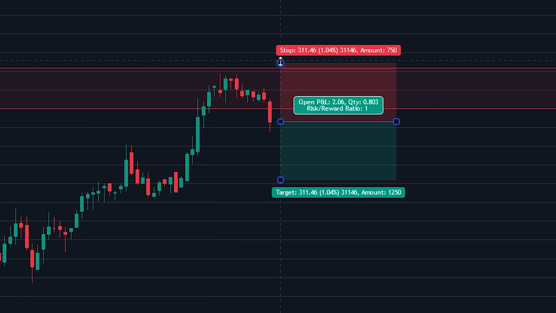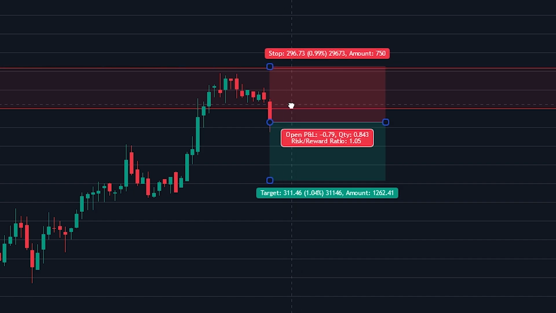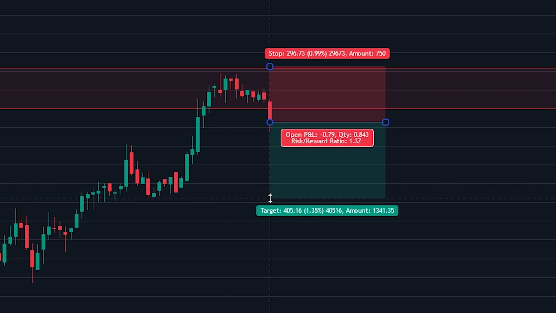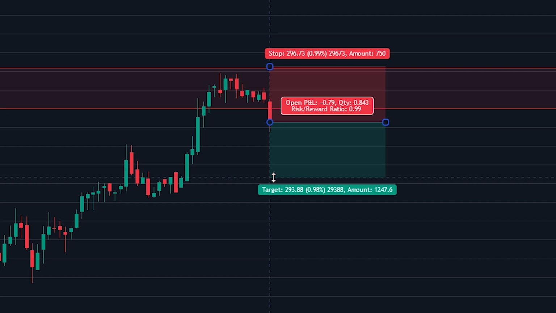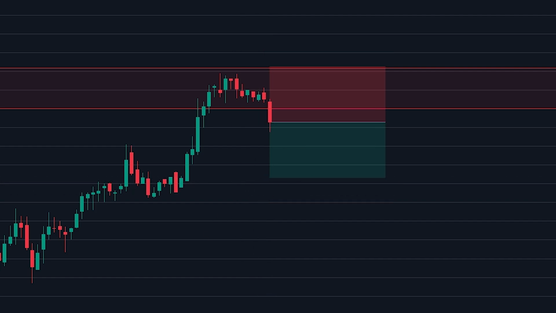To prevent being stopped out in case the price fills the supply zone first, we will set the stop loss just above the high of the zone. For the take profit, we will be exiting with 50% of the position at a risk-to-reward ratio of 1. Now let's take a look at how the trade will play out.